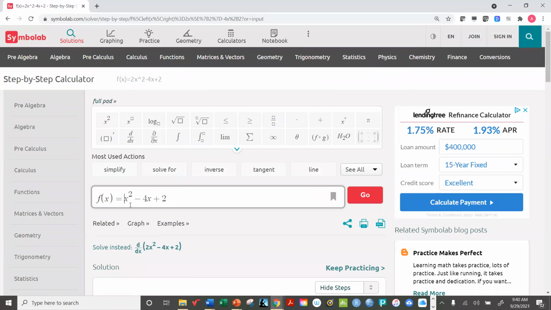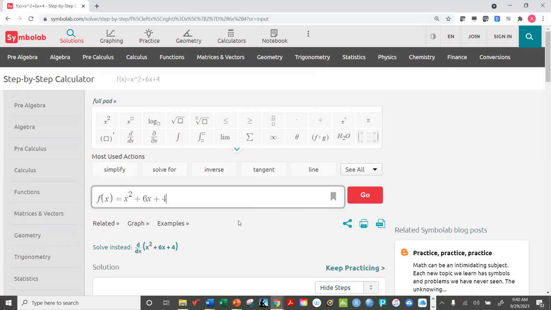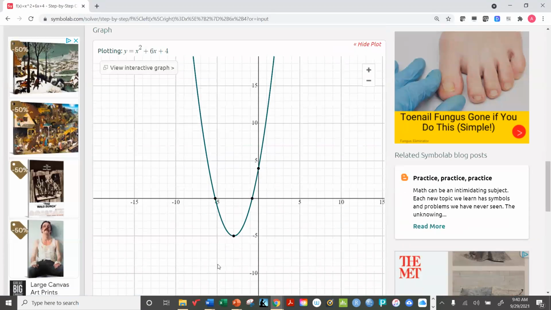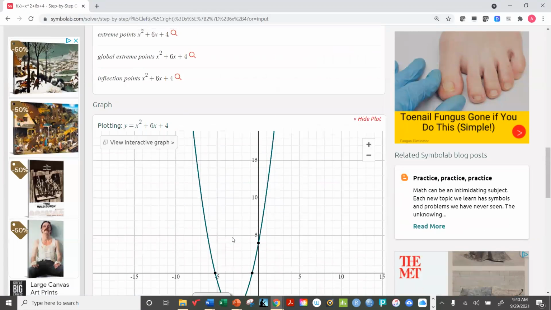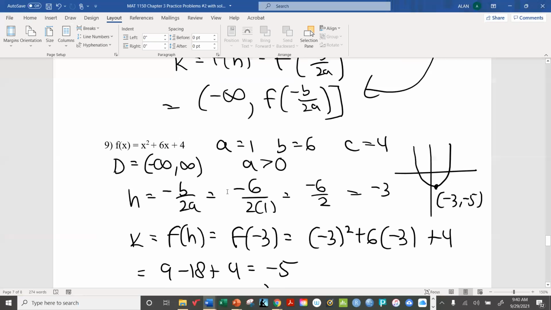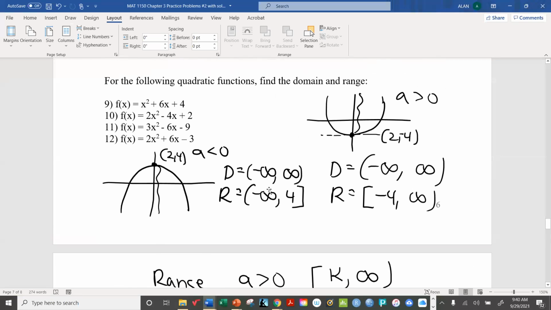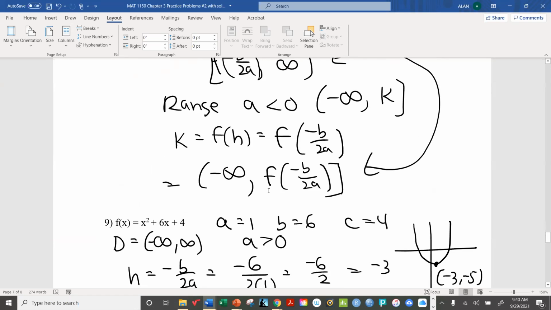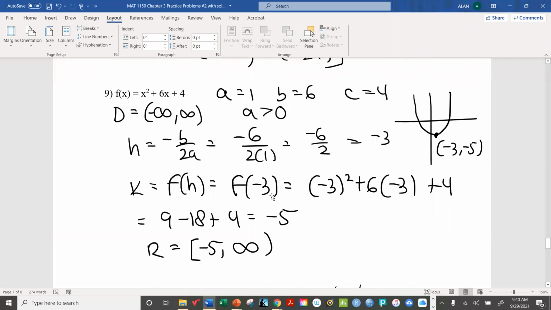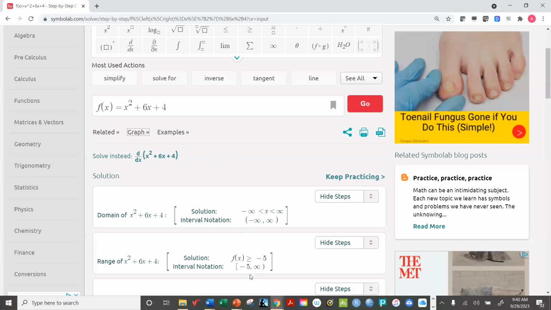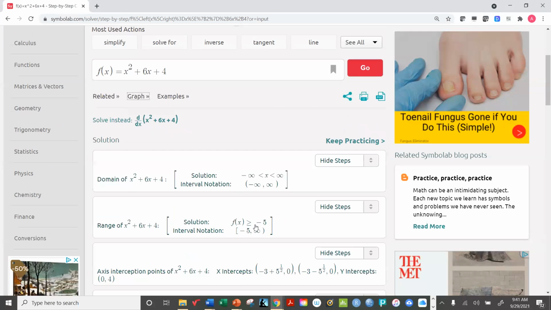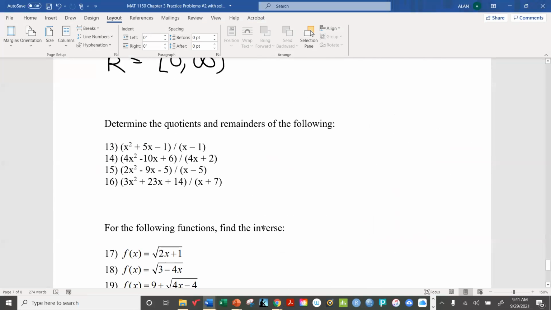x squared plus 6x. Okay, so we got -5. Well, actually, let's look at it up here. We found the vertex to be -3 comma -5, but the range is -5 up to positive infinity. Perfect. All right, so we're on a roll now.